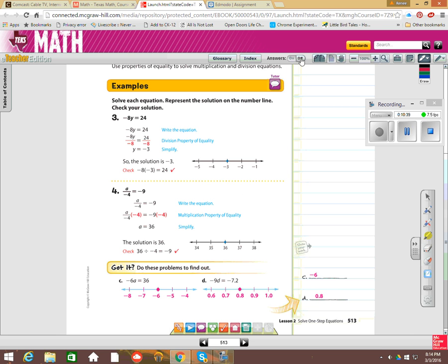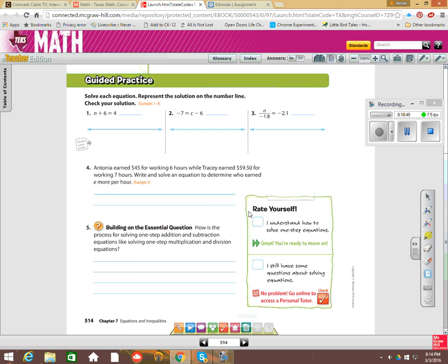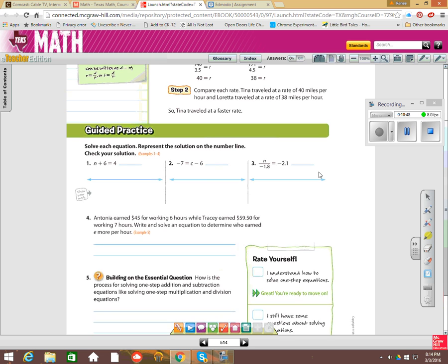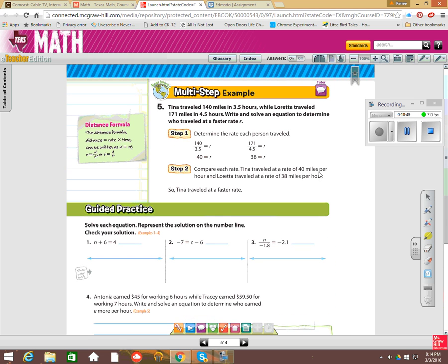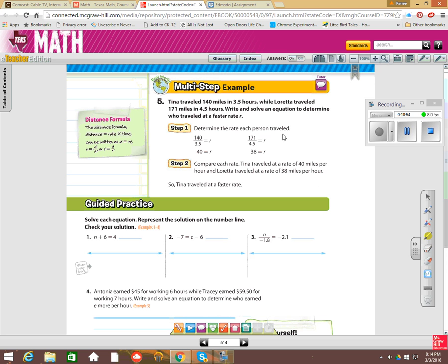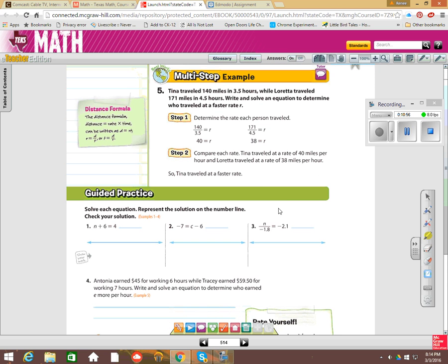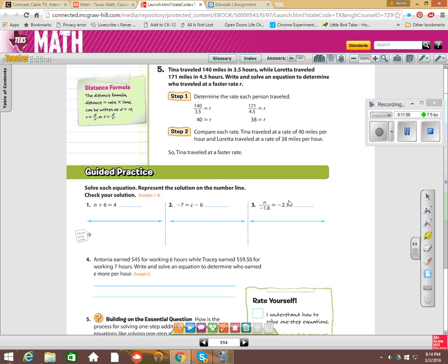Now, this is a shorter lesson, I believe. Are there any more examples on the next page? No, we start our practice. This lesson simply shows you how to do one-step equations. And I believe you did a little bit of them last year. So let's start the guided practice for your work.